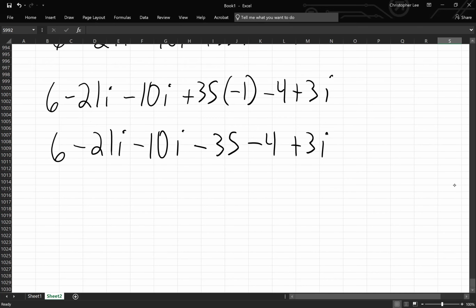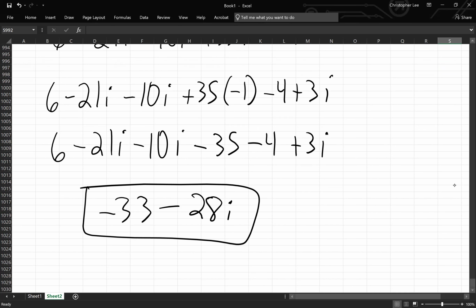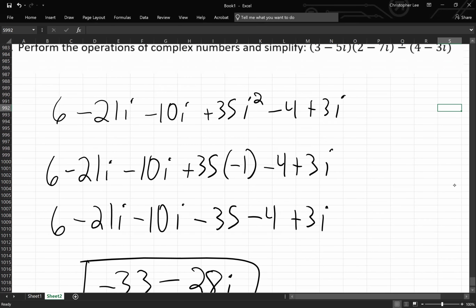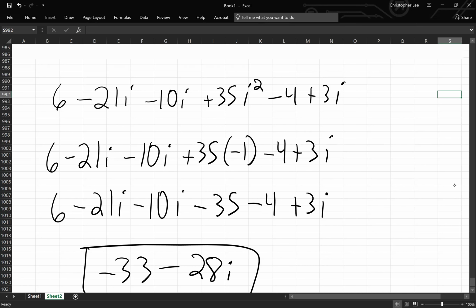Negative 33 minus 28i. I think so. Yep. Any questions on this? Anybody? Any questions? This one's a little complicated, so I understand.